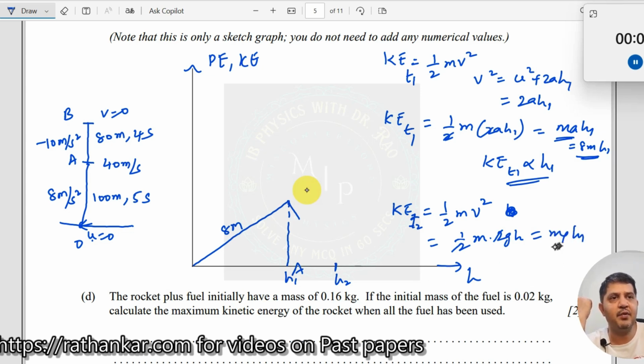Okay, so therefore m into g is the slope here, which means this will be more steeper. The slope here will be higher over here. How? This will be 10 times m, right? So you will get a slope like this. You will get a line like this over here. Okay, so both we have drawn. Now kinetic energy is done.